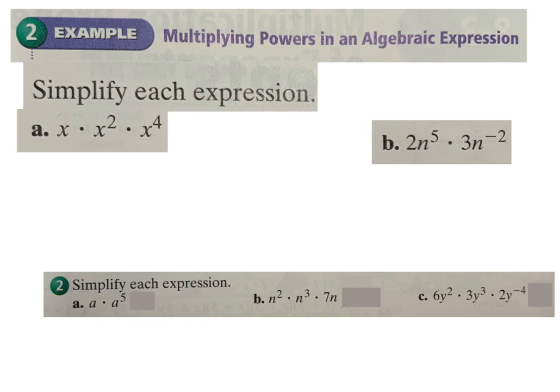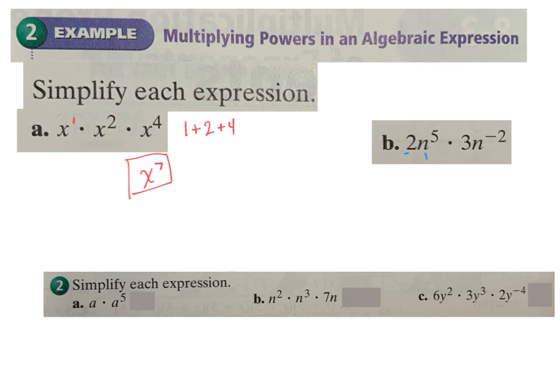All right, the same thing holds true when you have variables involved. So for the first one here, we just have base x to the 1st power. If you do not see a power listed, that is to the 1st power. X squared, x to the 4th. You are going to add your 1, your 2, and your 4 there, and then you will get x to the 7th. So then what happens when you have coefficients?